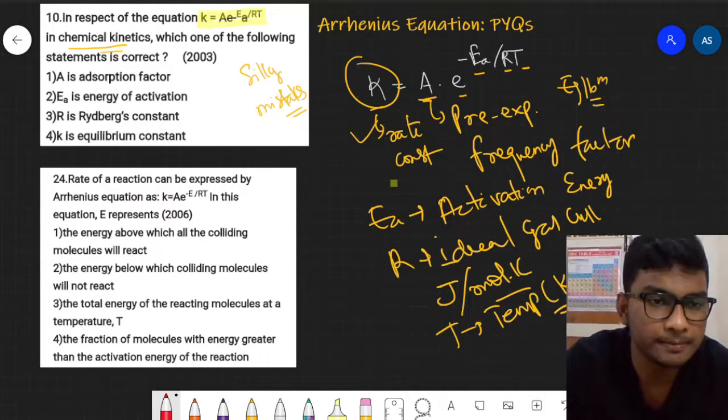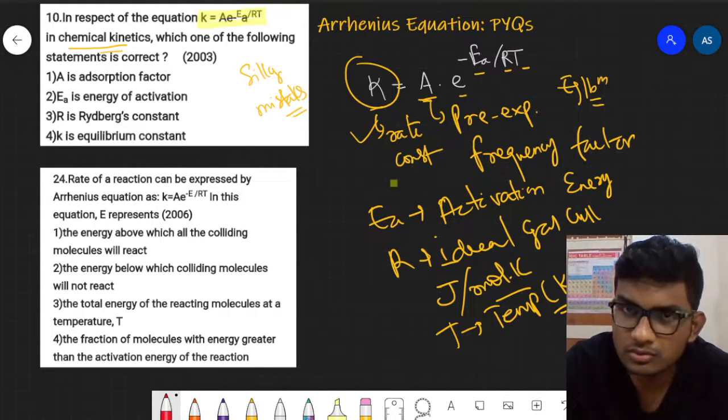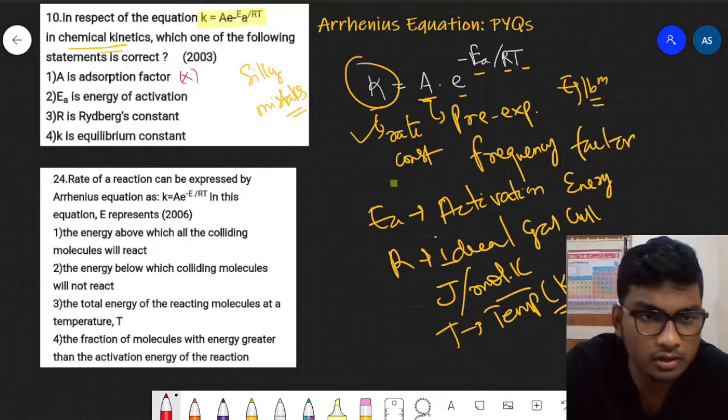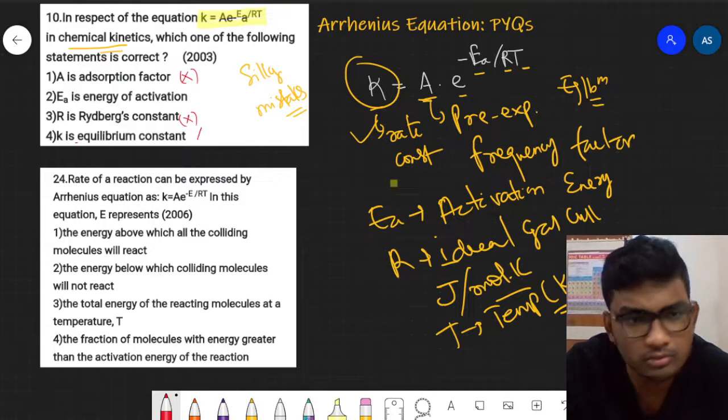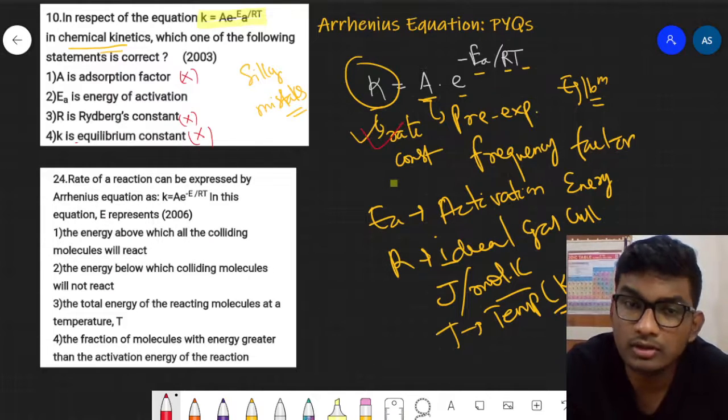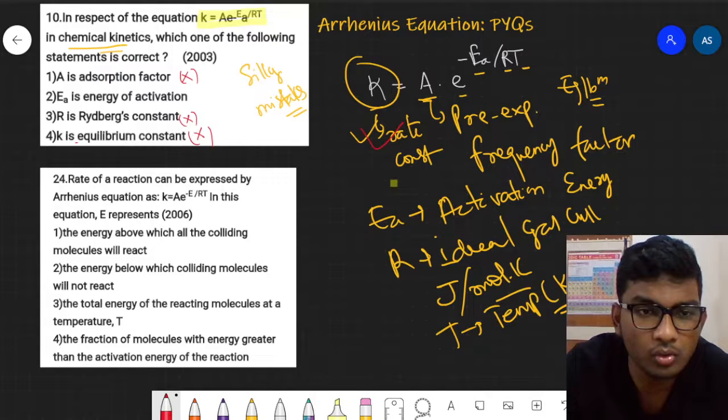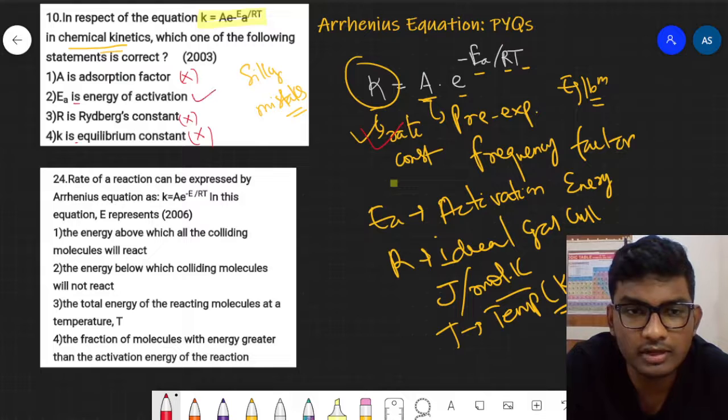What are the options? A is absorption factor. Is it? No, it's not. R is redox constant. Is it? No, it's the universal gas constant. K is equilibrium constant. No, because it is the rate constant in chemical kinetics. So the only correct option is EA is energy of activation. So this is the correct answer.